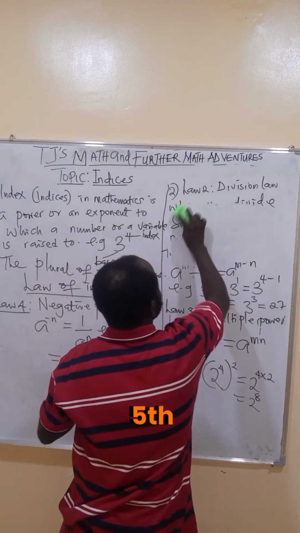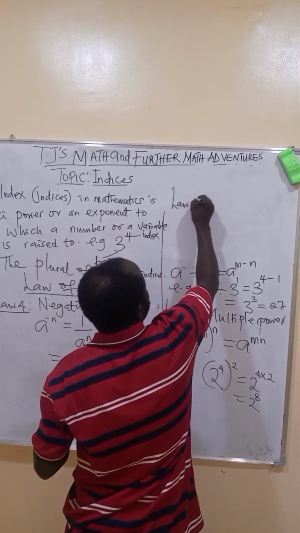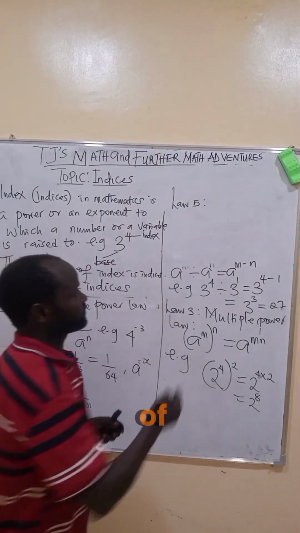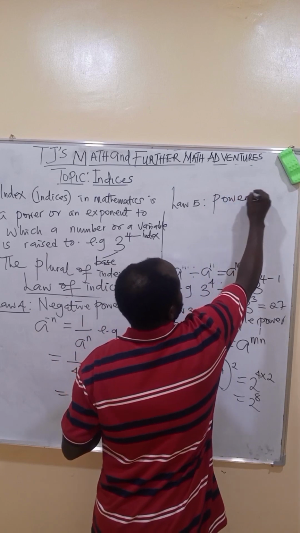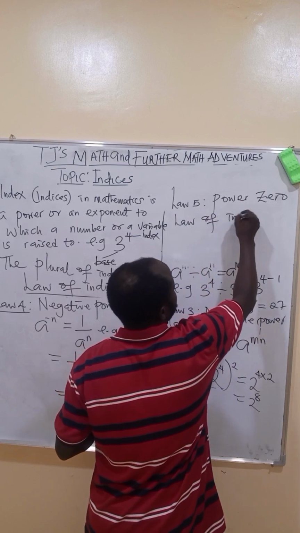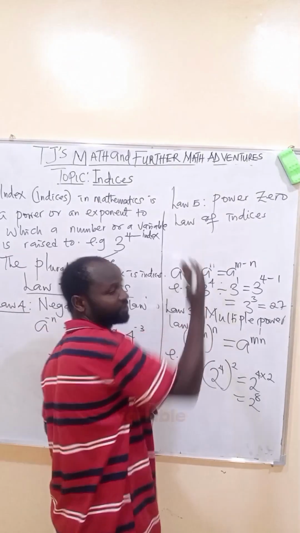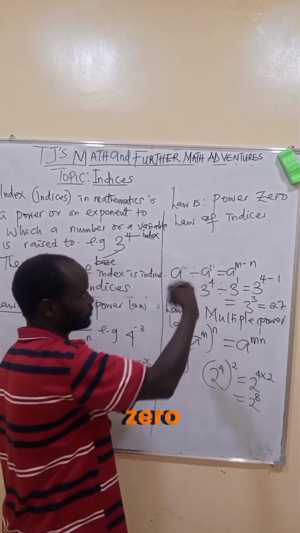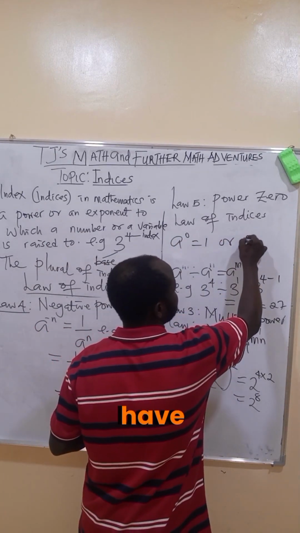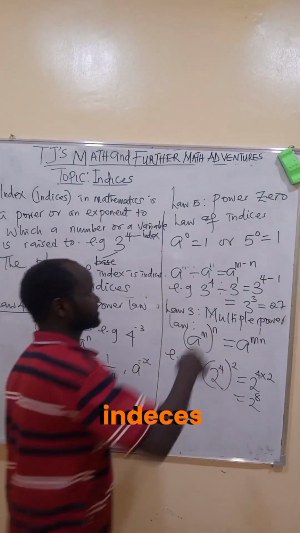Let's move to the fifth law of indices. Law 5 is what we call power zero law of indices. Any variable or number raised to power 0 is 1. Let's say we have a power 0, it will be 1. Or let's say we have 5 power 0, it is going to be 1 as well. This is the fifth law of indices.